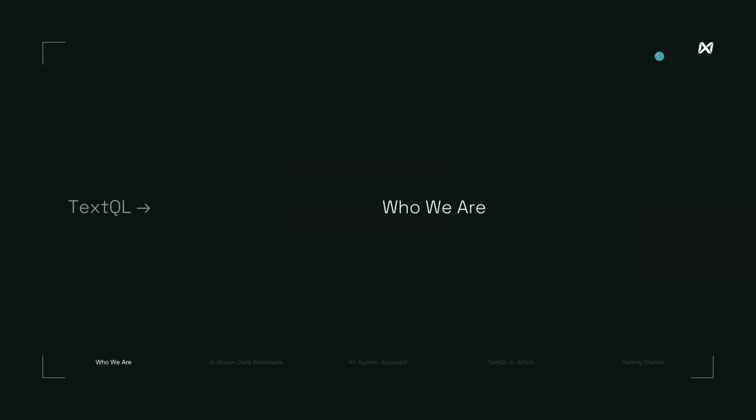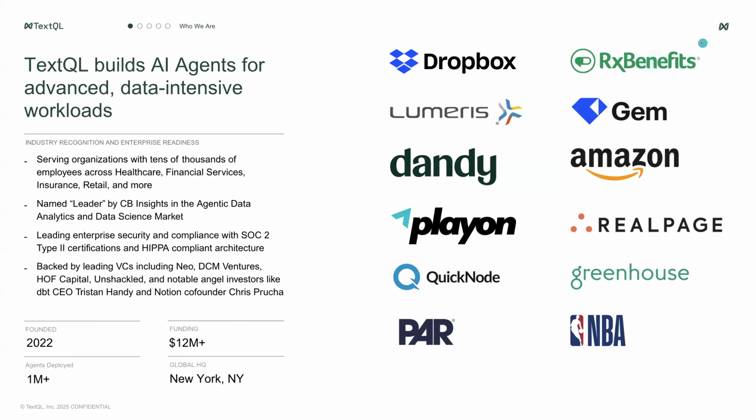And with that, I'm going to get into who we are and tell you a little bit about TextQL and get this thing moving. TextQL is software that is fundamentally an AI data analytics agent. We say that we build AI agents for advanced data-intensive workloads. We also say that we build AI data agents for messy data sets, for complicated siloed environments where there are lots of different databases, data warehouses, APIs, even complex old systems of record, things like SAP, things like NetSuite.